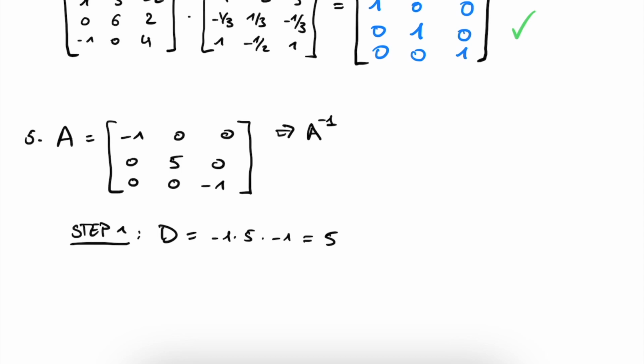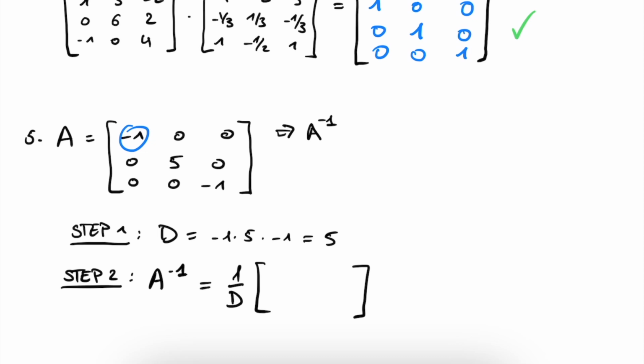Now, if you don't believe me at first, you can just calculate this as we did before. Step 2 is simply using the formula. So A to the power of -1 is 1 over the determinant times the matrix that we have to transpose. And this matrix actually becomes quite simple in this case. So let's go over it.